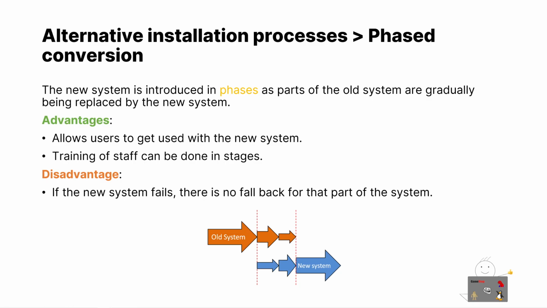Then, last, we have the phased conversion. This is when the new system is introduced in phases as part of the old system and gradually replaces it. Advantages: it allows users to get used to the new system, and training of staff can be done in stages. So this is really in phases. We also see it here. It's done in phases, and if the new system fails, as a disadvantage, there is no fallback for that part of the system. These are the 4 alternative installation processes.